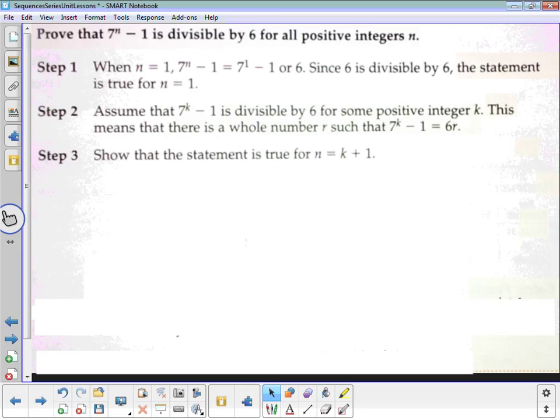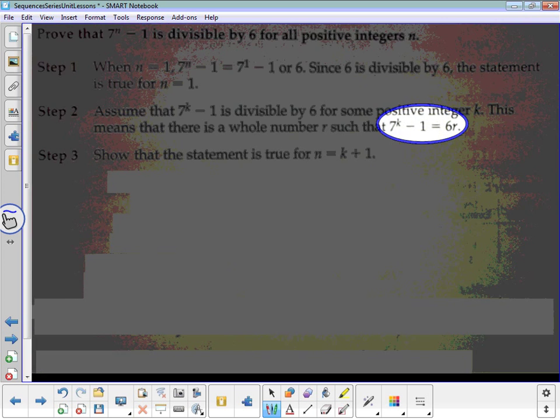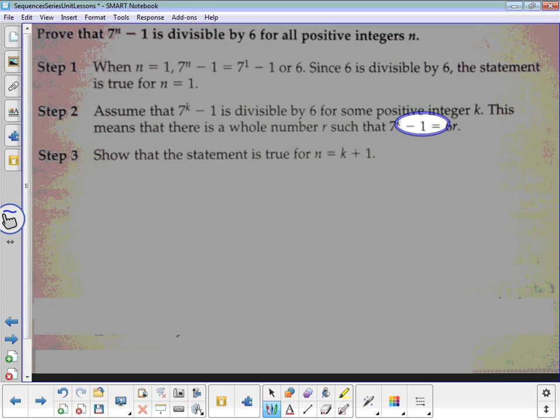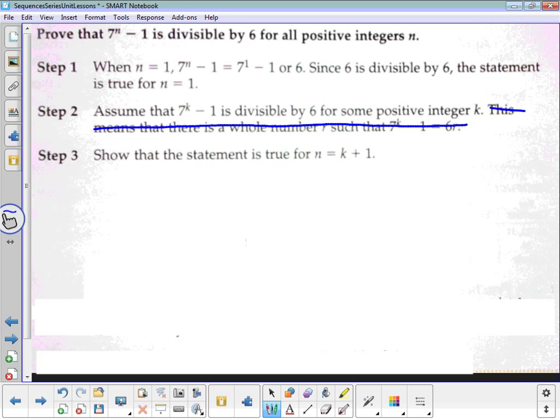This means that there is a whole number r such that 7^k minus 1 equals 6r. So there's the important thing right there. I make this assumption, and then if I can come up with this, it really helps. Sometimes it's easy to tell. If I know what that means, I can use it. Now that I know what that means, I can work with it.